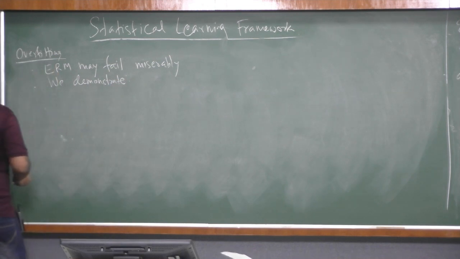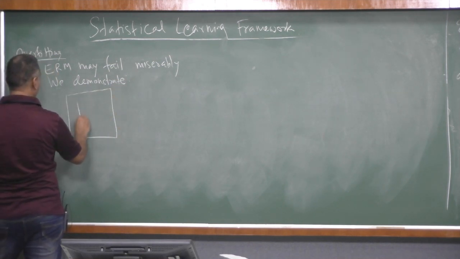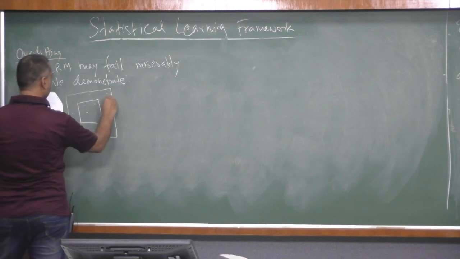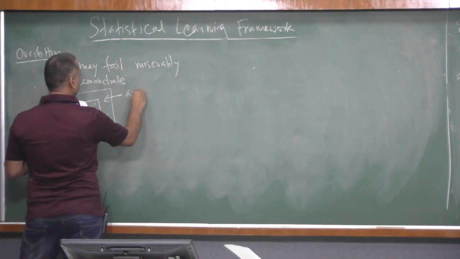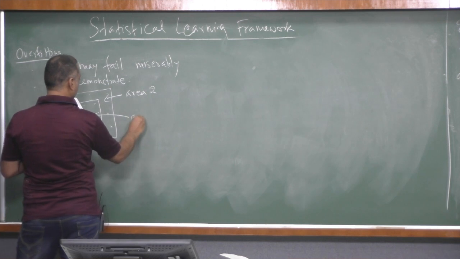Okay, let us see this. I have some sample points which are represented as dots, and this outer one we call area 2, and the inner one is area 1.